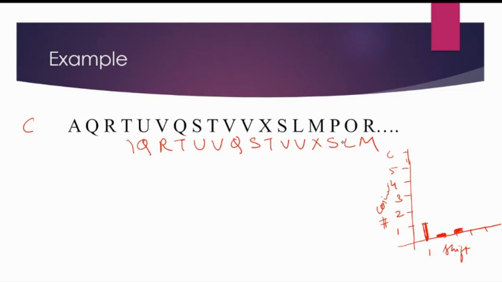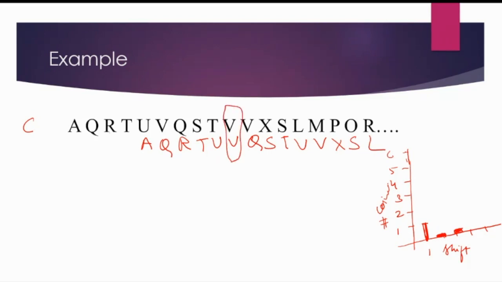Let me do it for 4. So I think this is the shift of 4, right? A Q R T U V Q S T V V X S F. How many? One. Where is it? This one. Yes, we get 1.